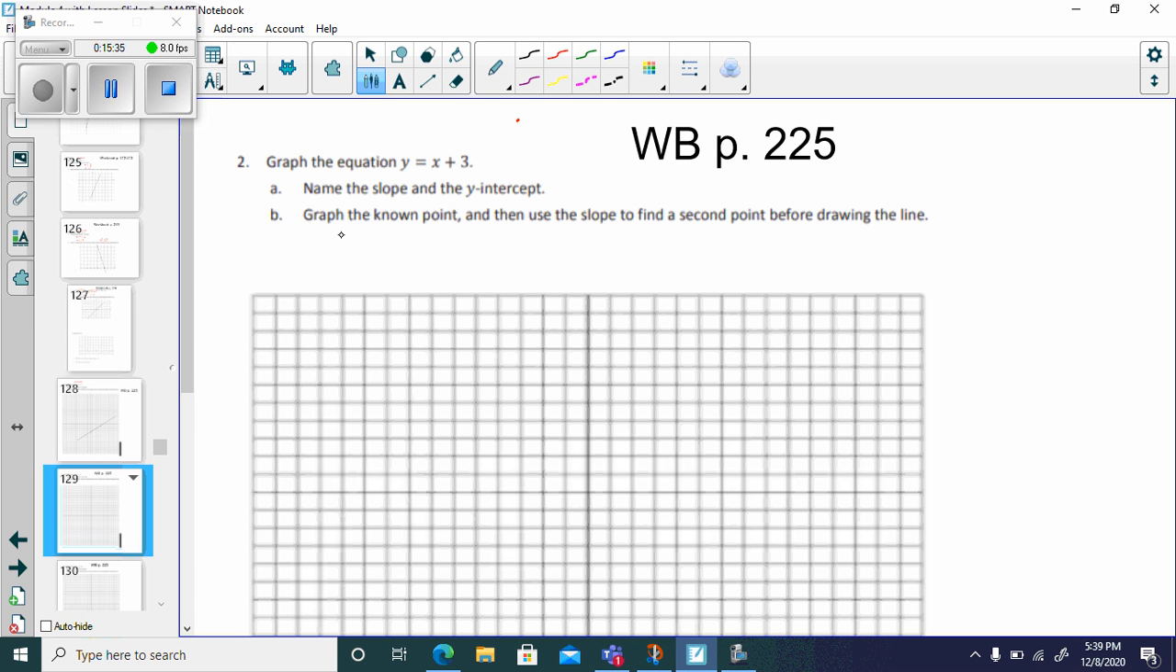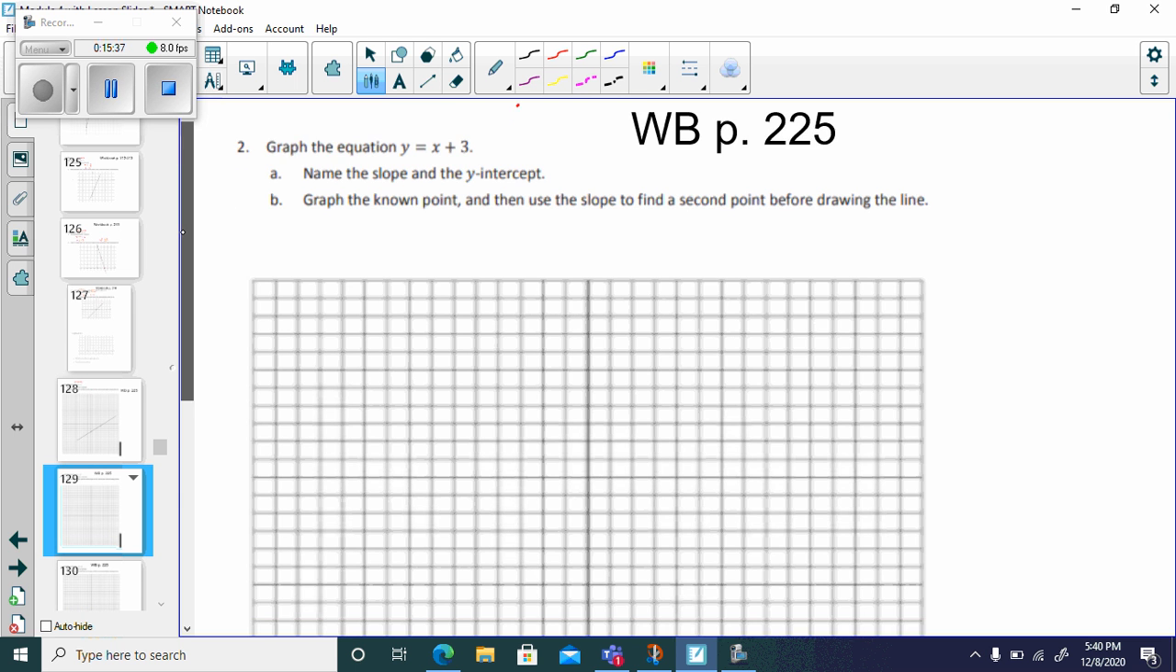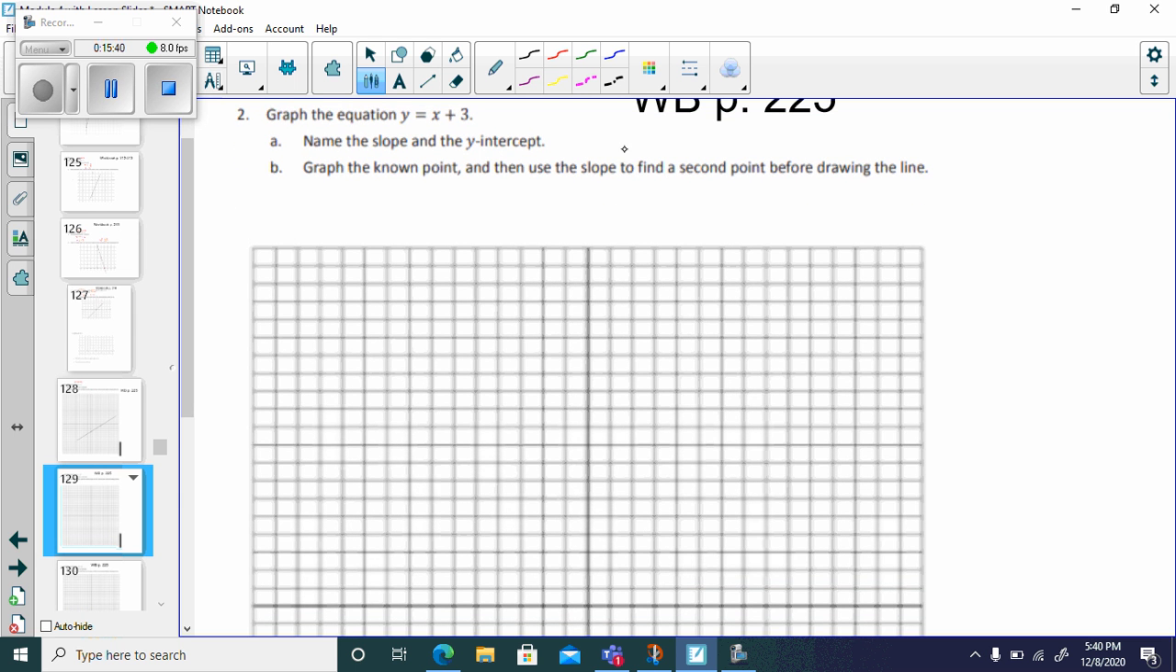This is on page 225. Graph the equation y is equal to x plus 3. Name the slope and y-intercept. The y-intercept is 3. The slope, which is not shown there, is 1. Okay, you can multiply 1 by anything and not change it. So your slope is 1. So for rise over run, that's 1 over 1. Let's start at 3. 1, 2, 3 on our y-axis. And then our slope is 1 over 1, 1 over 1, 1 over 1. See, I'm just putting several points in here, so it'll be easier for me to actually draw a line. If the points are too close, sometimes it's hard to draw the line. Okay, there we go.